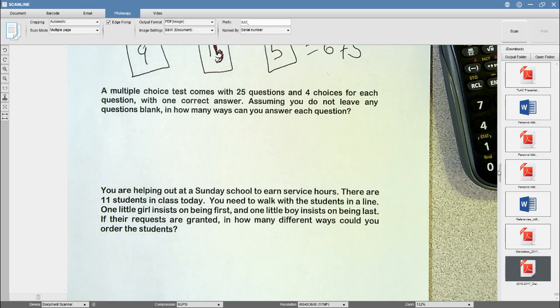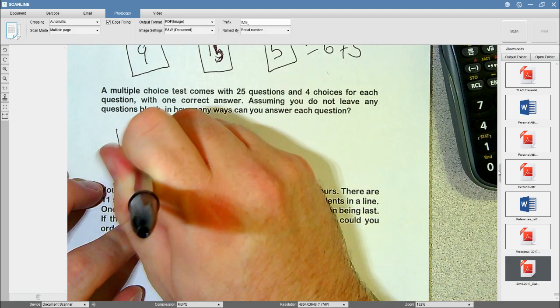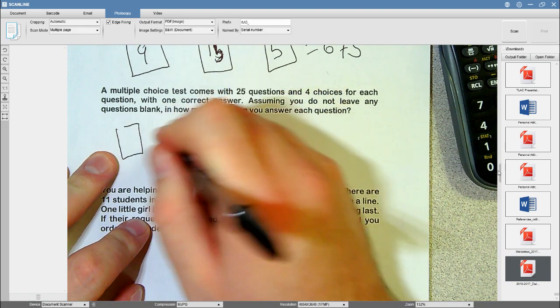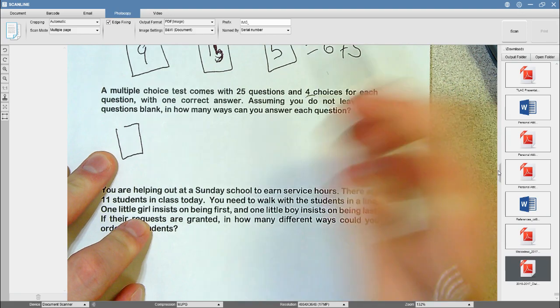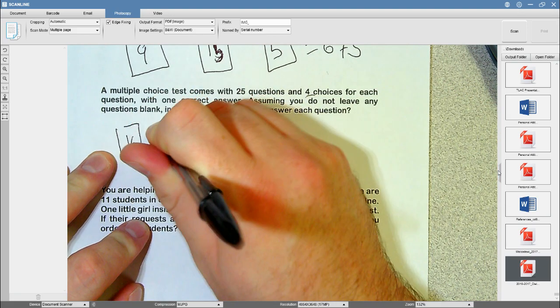Here it says that a multiple choice test comes with 25 questions and 4 choices for each question, with one correct answer. Assume you do not leave any questions blank, how many ways can you answer the test? Well, let's think. If there's 25 questions, that means we have to make a choice for the first question. And how many choices are we going to have? We're going to have 4 of them. And we have to do this for the second question.